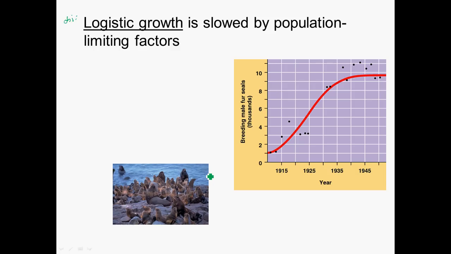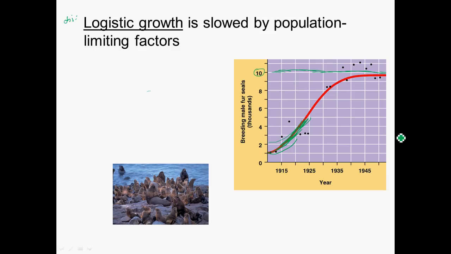But here you can see these breeding male fur seals in thousands. As the years increased, their growth did increase exponentially, right? Here's their population, it's growing exponentially. You can see the exponential curve right here. But then it started to level off, and looks almost asymptotic here at 10,000, as time goes on.